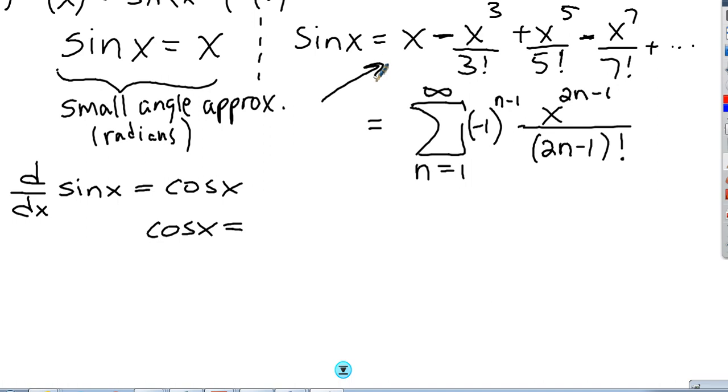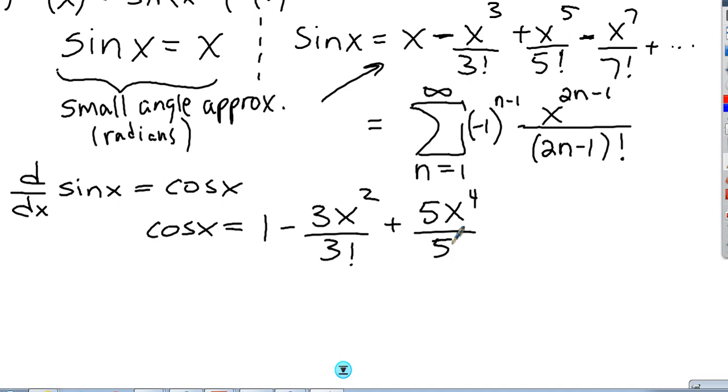So the derivative of x is 1. The derivative of minus x cubed over 3 factorial. Well, I bring the power down, 3. I subtract 1 from the power, 2. And the constant just comes along for the ride. Then I get 5x to the 4th over 5 factorial minus 7x to the 6th over 7 factorial plus and so on.